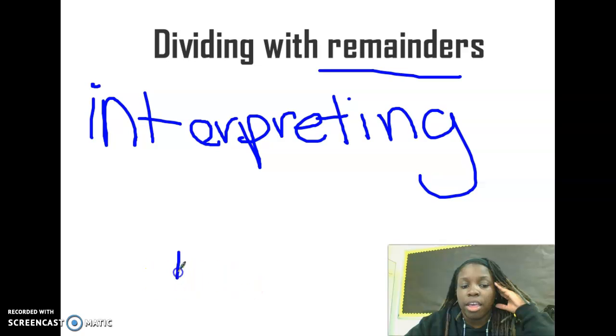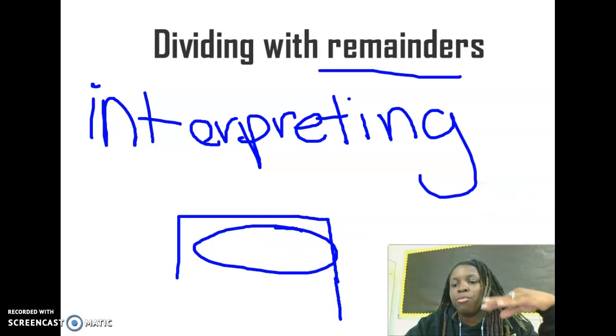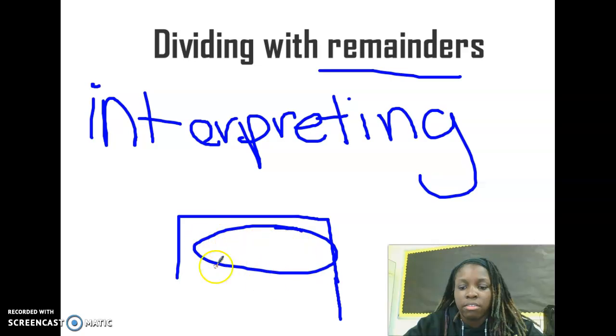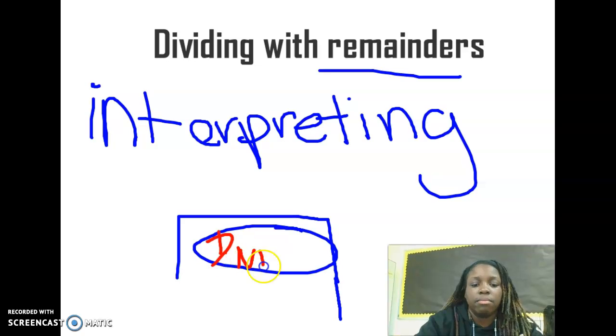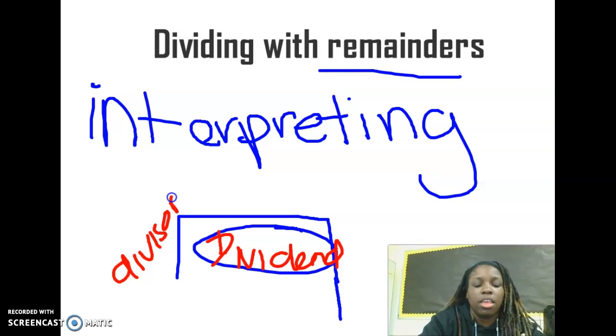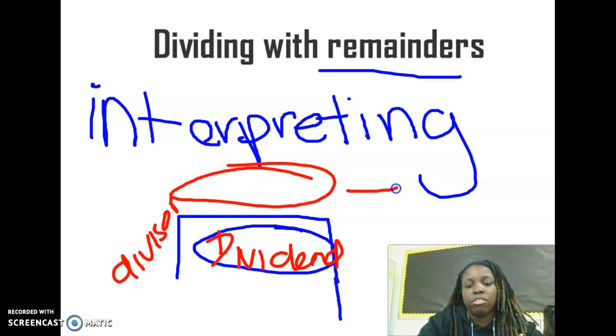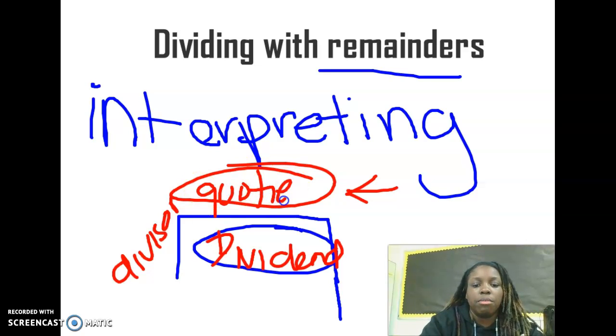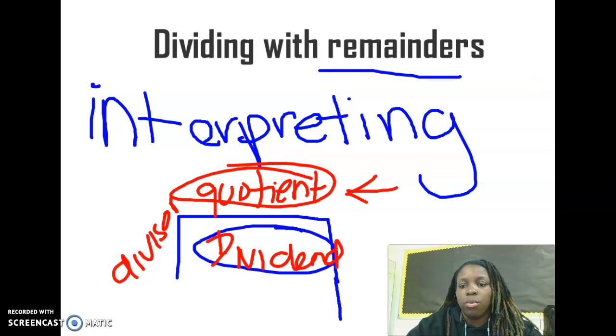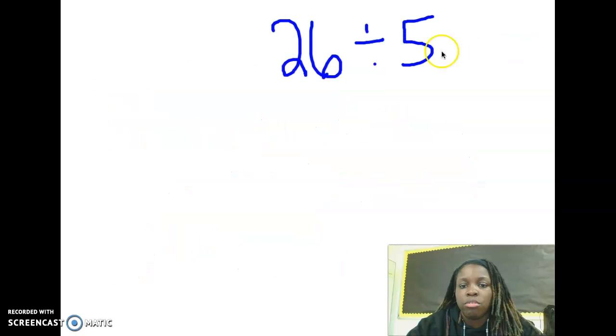But before we get into that, let's think about the parts of a division problem again, right? So what goes on the inside of the division problem? Do you remember the vocabulary word that goes on the inside? Good. This is called the dividend. This is the divisor. And what goes up here? This is the answer to your division problem. Excellent, that's your quotient.